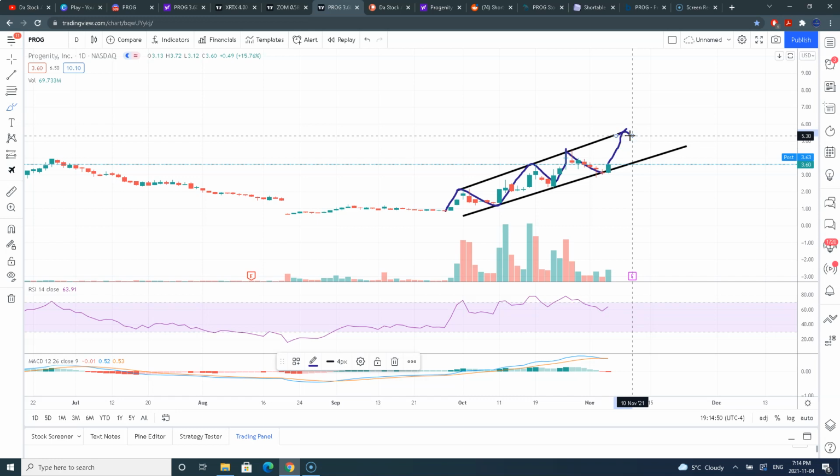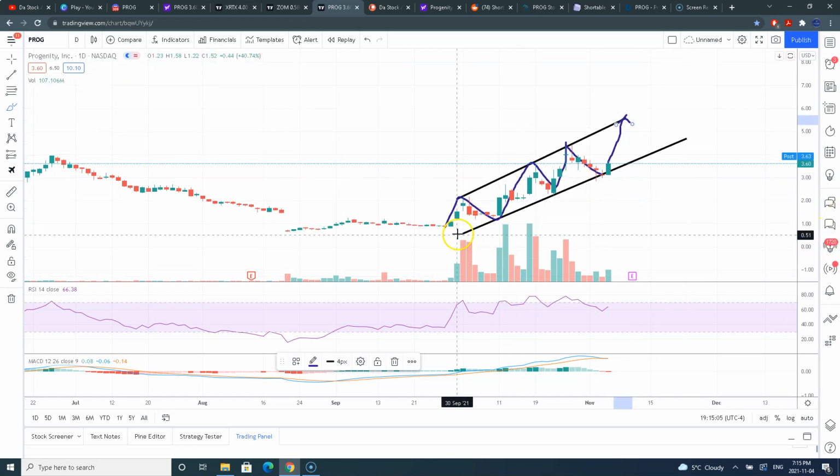So again, I can't predict the chart, because if I knew that this thing will go to $5-6, then I would just bet all my money on PROG, and next morning I would be the richest person in the world. So anyway, I'm just showing you the chart, how this thing is moving. So nothing to worry, because this is the thing, right? Up and down, up and down. So this is the trend I was expecting.